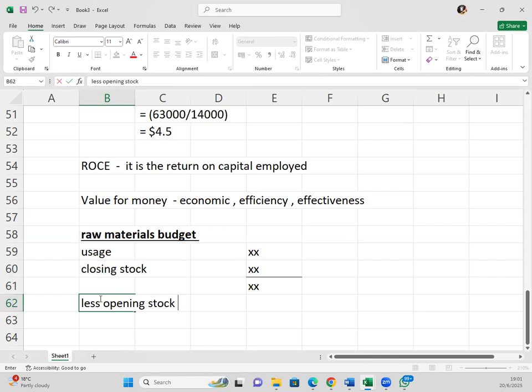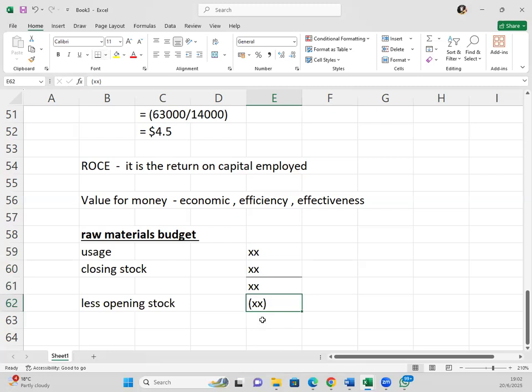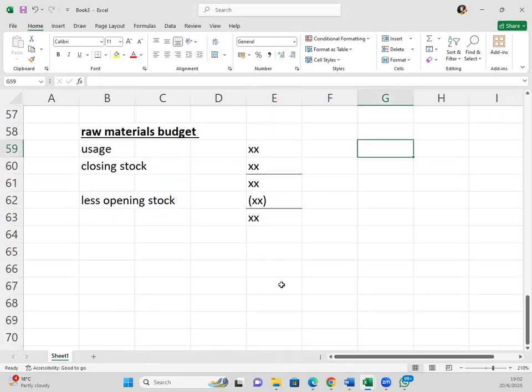This is in terms of material. The material you are going to use in production plus the stock that will remain minus the opening stock for the material. If you do that, this will give you the raw materials budget.